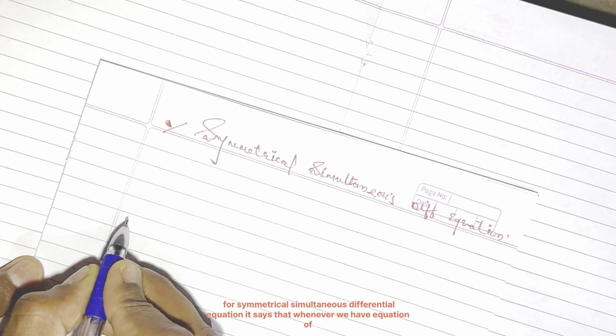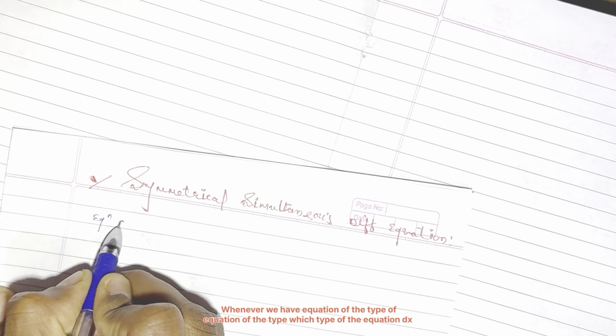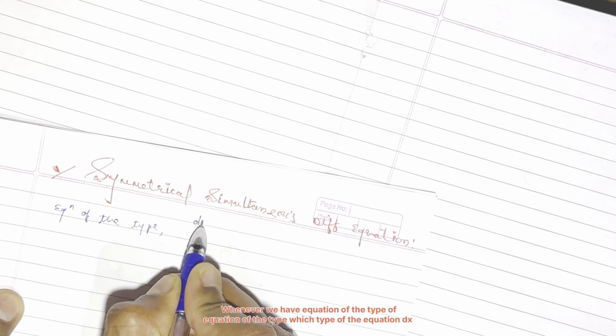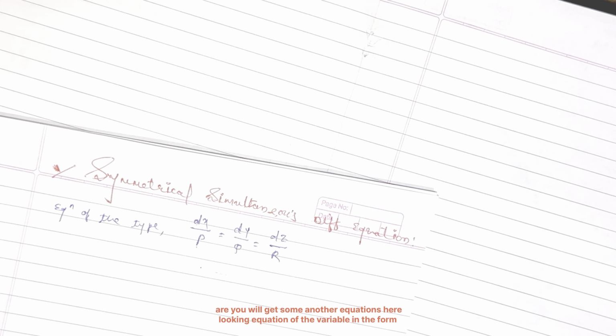The definition says that whenever we have an equation of the type dx by p, dy by q and dz by r, where instead of p, q, r you will get other expressions in the variables x, y or z, such a type of equation we consider as a symmetrical simultaneous differential equation.